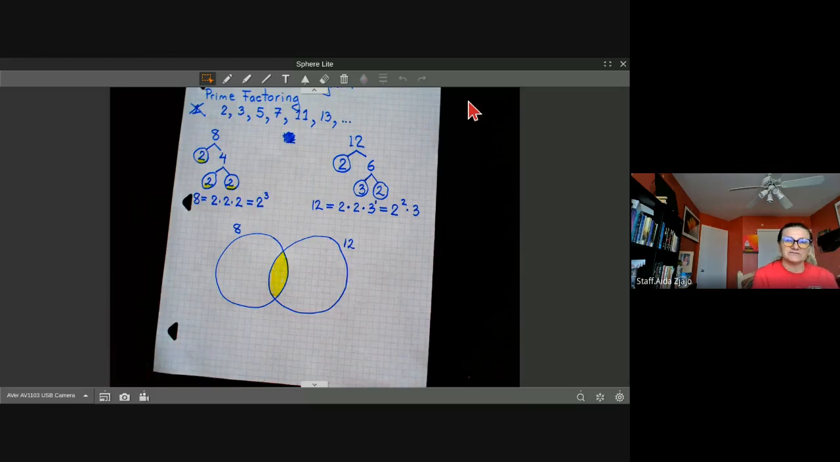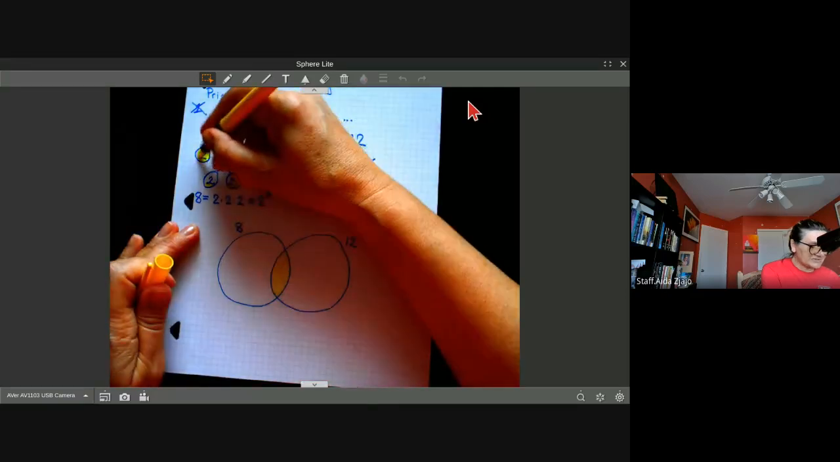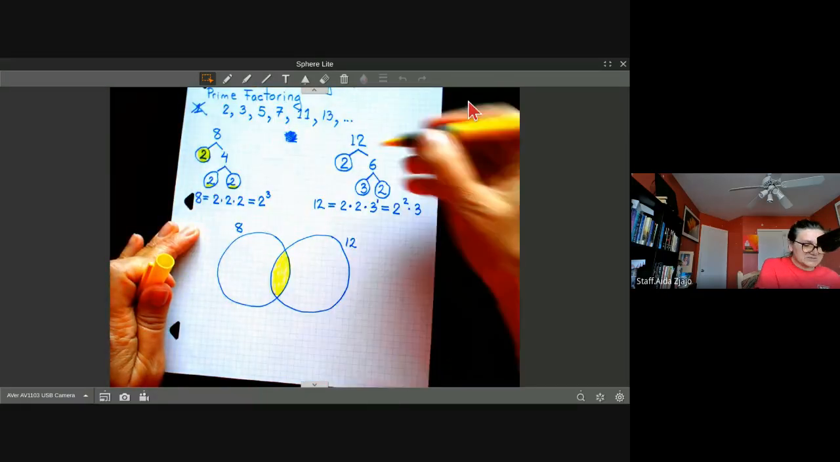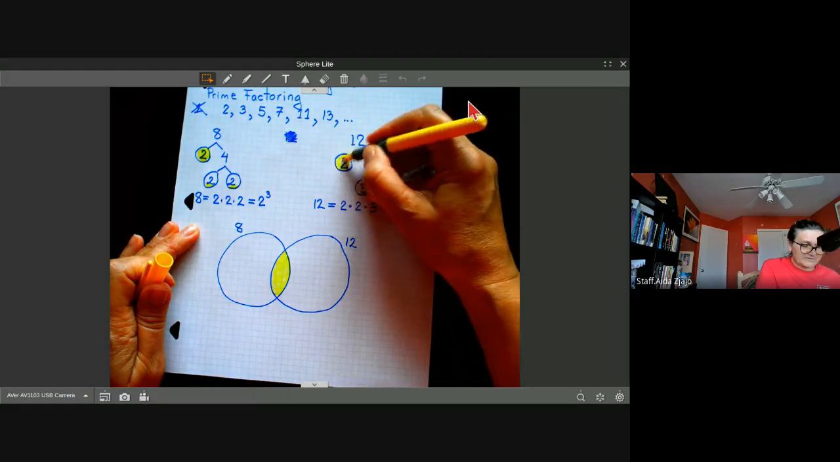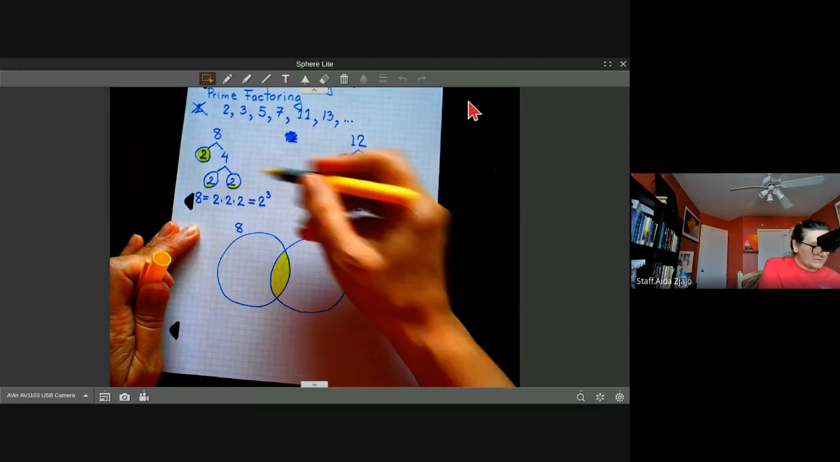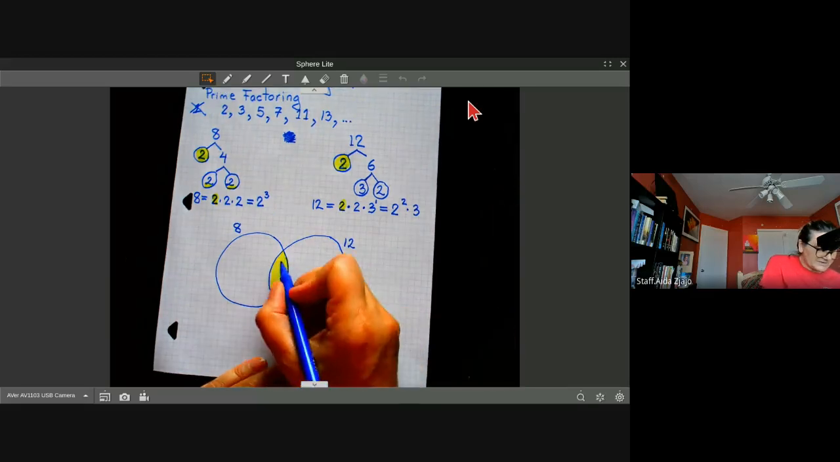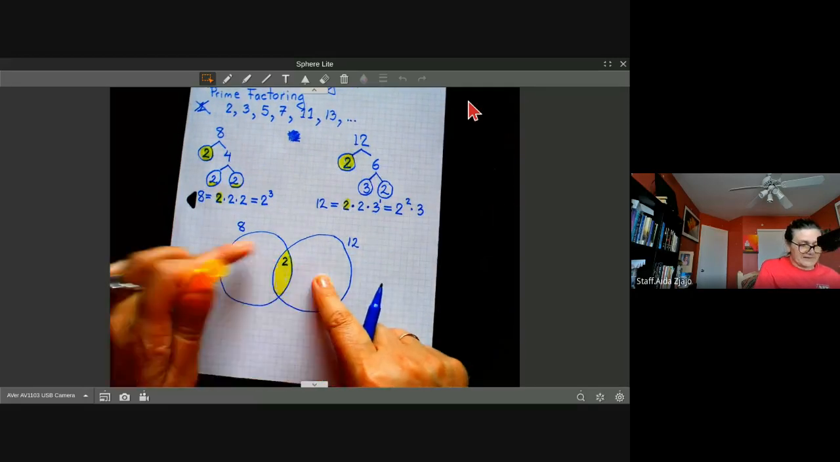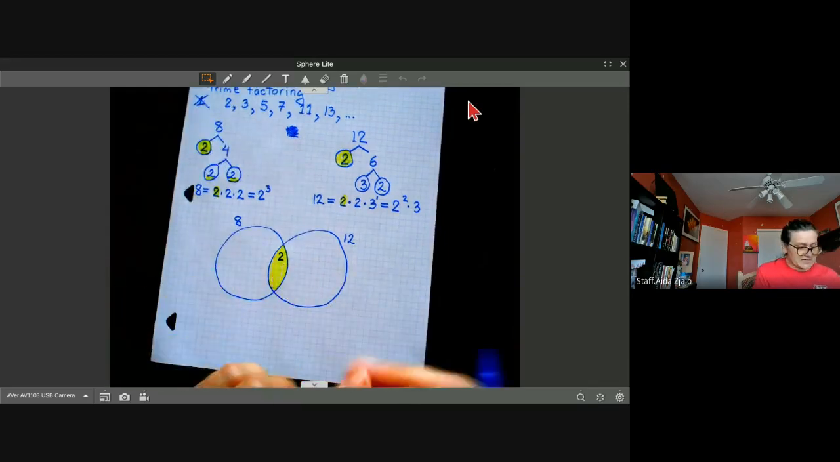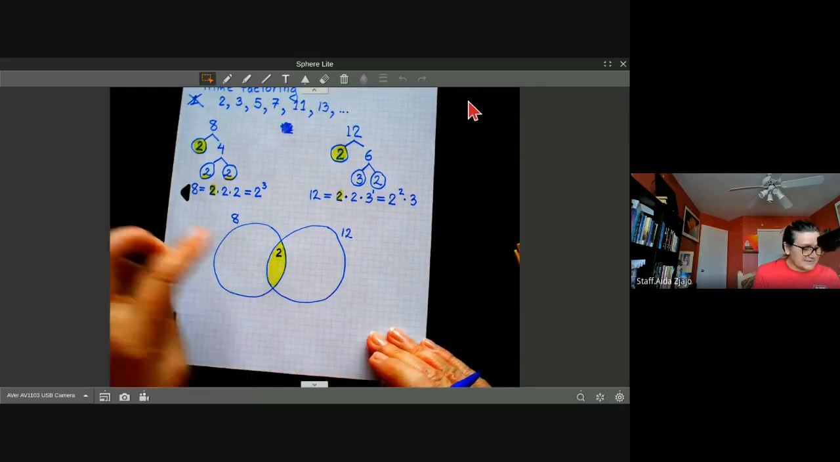So you're gonna just write it once. As you can see, I have in 8 a 2, but also in 12 I have a 2 as a prime. So I have a 2 in both. I'm going to use that as written here. These 2 belong to both of them, so place them inside of the intersection.